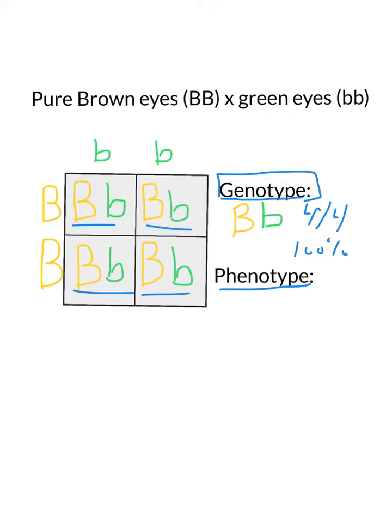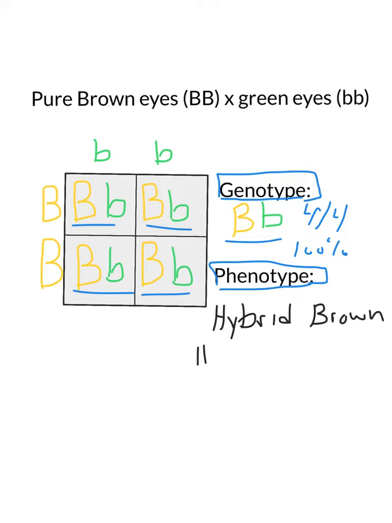Now, our phenotype is the actual way of describing our genotype. In this case, our phenotype would be hybrid brown eyes. Or we could also call this heterozygous brown eyes.